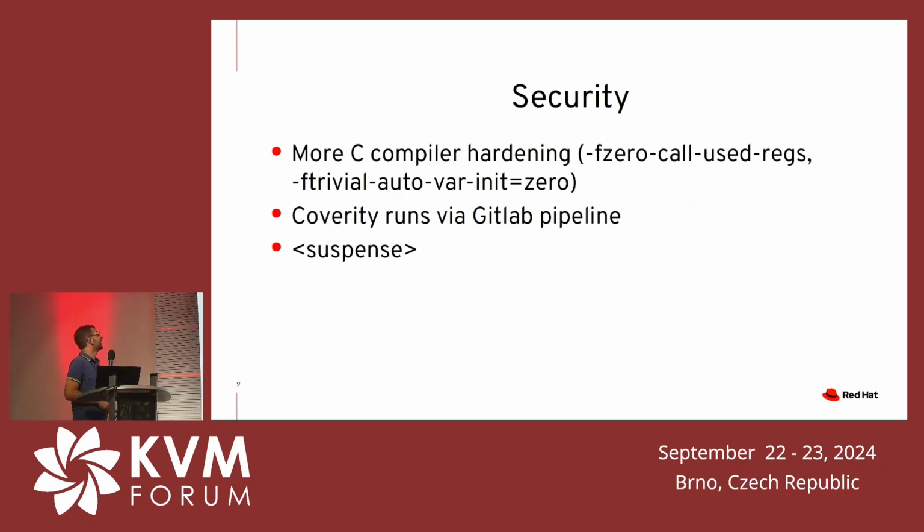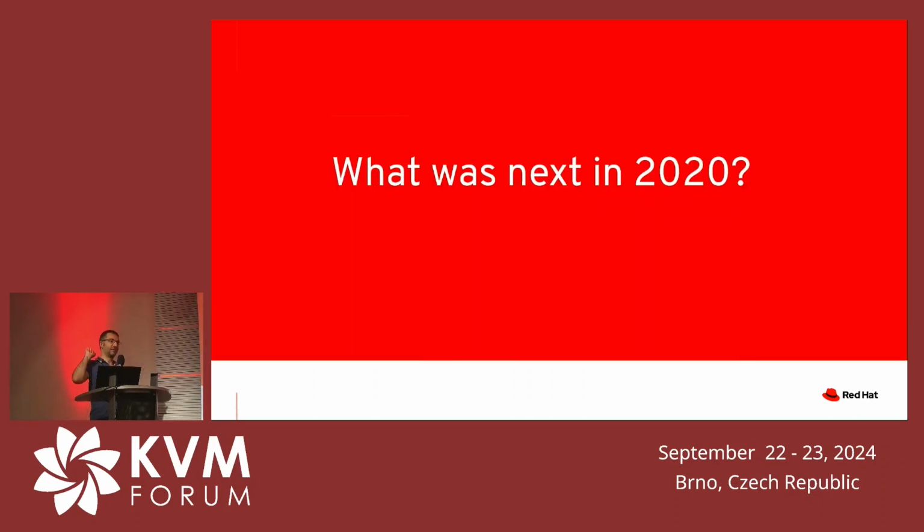Security. We have more hardening done through the C compiler. For example, the call-used registers can be zeroed, and variables that do not have an initializer will always be initialized to 0. We also moved the Coverity runs through the GitLab pipeline, so if it breaks while I'm on vacation, it still runs.